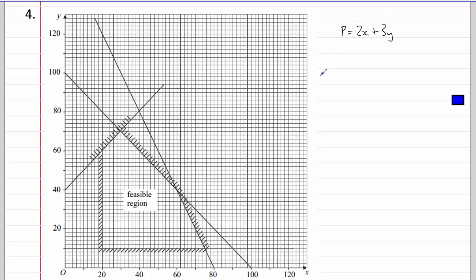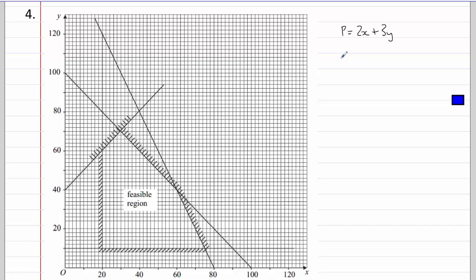And the way that I'm going to find the max value is by drawing an objective line. So in order to draw the objective line for this function here, I need to choose a number for p. Doesn't matter what number you choose for p. We might get various different objective lines, but they'll all be parallel to each other and they'll all give us the same final answer. So a sensible choice though is any number that both of these numbers go into.